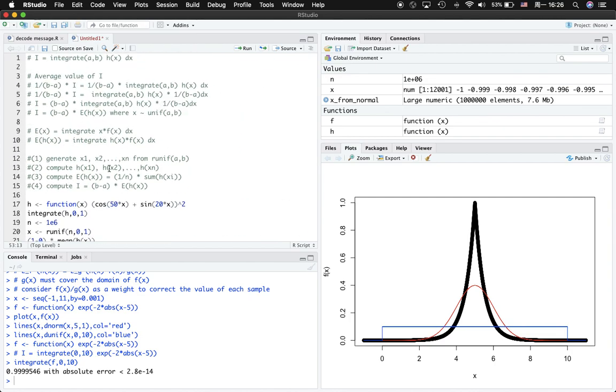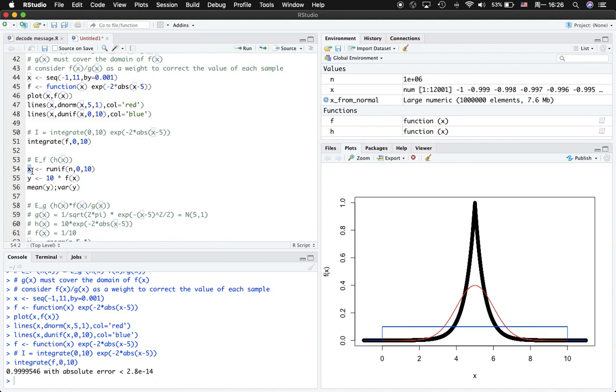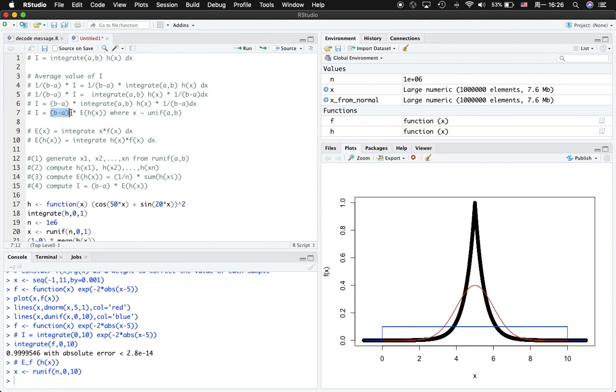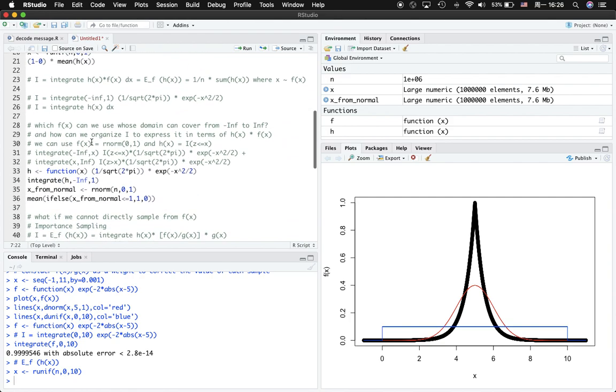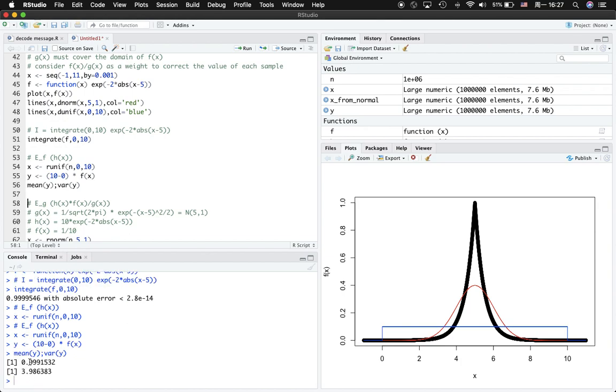First of all, using our uniform case here, where we draw random samples from the uniform distribution over 0 to 10, and then we use the formula here, b minus a multiplied by the expectation of f of h of x. So that is 10 minus 0, which is b minus a, multiplied by f of x. Here we haven't taken the expectation yet. And now we can see that this is our approximate solution to the integral here.